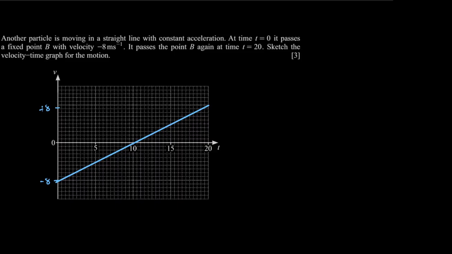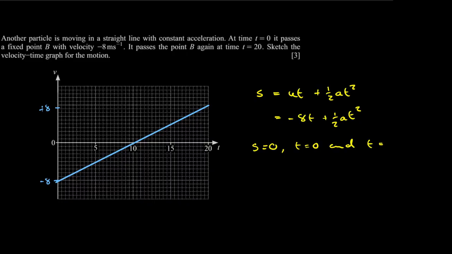So we can say that, okay, displacement, S is equal to ut plus a half at squared. So the initial velocity is negative 8. So we've got negative 8t plus a half at squared. And we know that this displacement is going to be 0 at 2 points, right? So S will be equal to 0 when t is equal to 0 and when t is equal to 20.